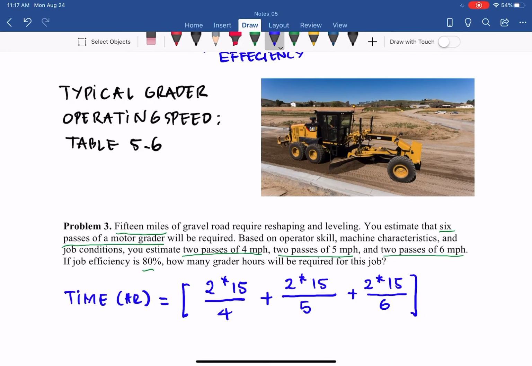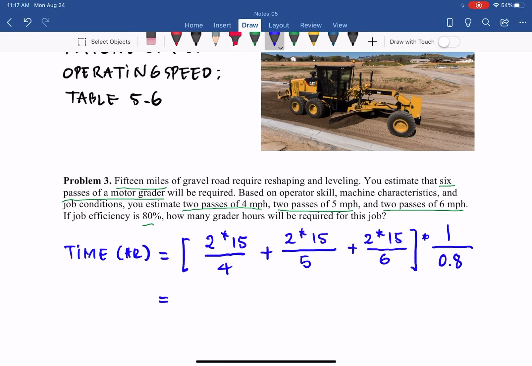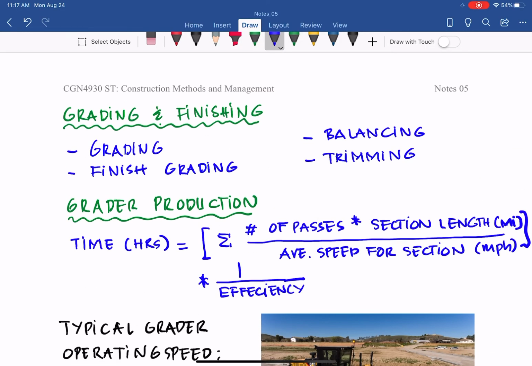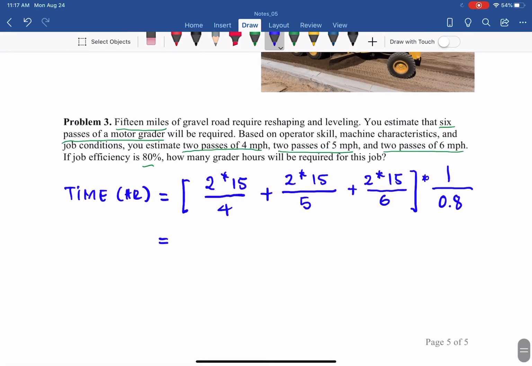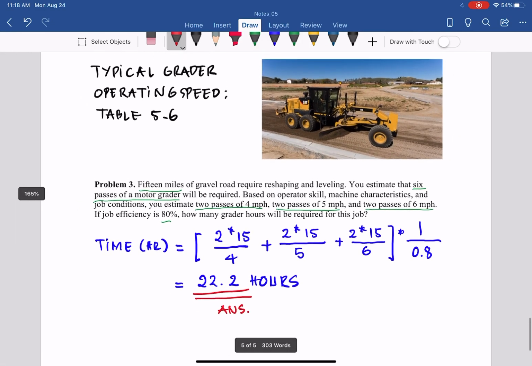But in efficiency, it is only 80%, with some machine downtime, operator delays, etc. Because this is time, we have to divide by the efficiency, 0.8, which is basically 50 minutes per hour. So you get 22.2 hours. To finish this grading with that specified number of passes and speed, we need almost 24 hours, 22.2 hours, about 1 full day or 3 shifts.